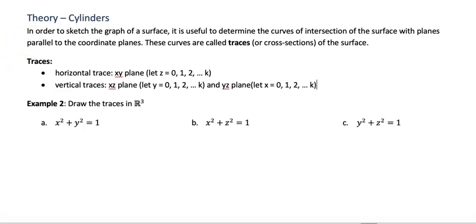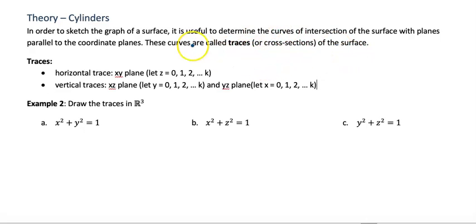So for our cylinders in 3 dimensions, in order to sketch a 3-dimensional graph in general, it's really useful to determine the curves of intersection of the surface with these planes parallel to our coordinate planes. So planes parallel to the xy plane, the xz plane, and the yz plane. And these curves are called traces, or we could just call them cross sections of the surface.